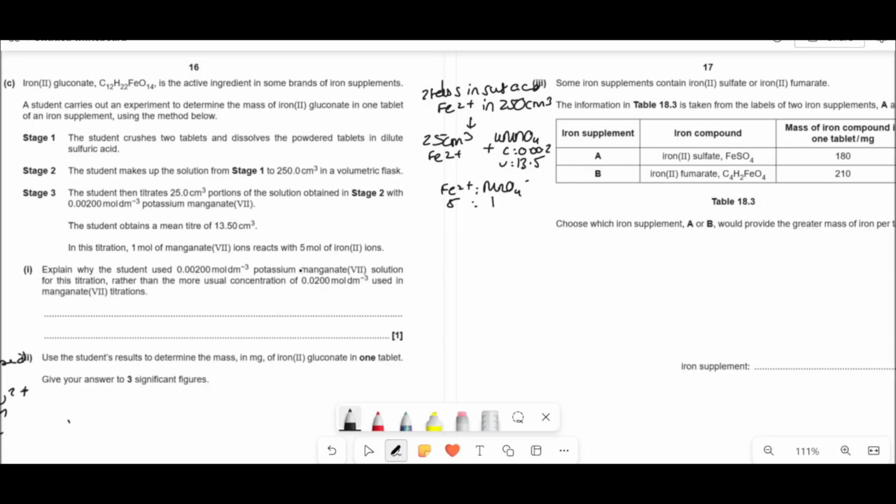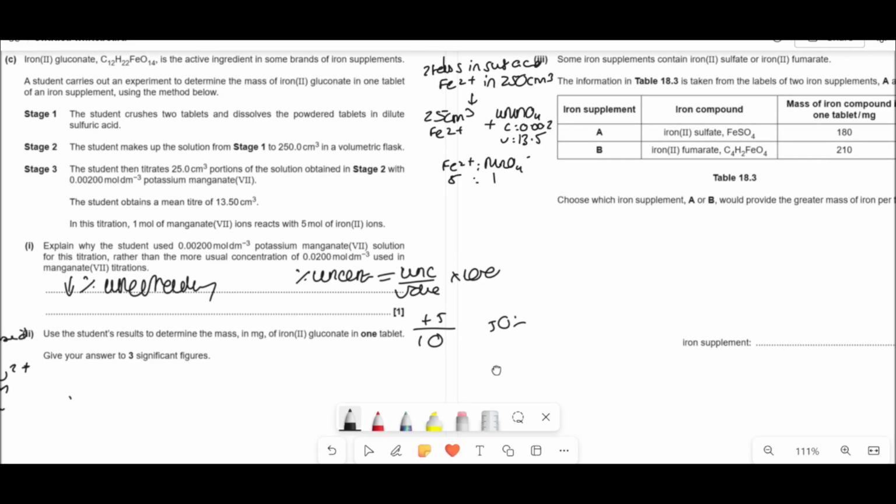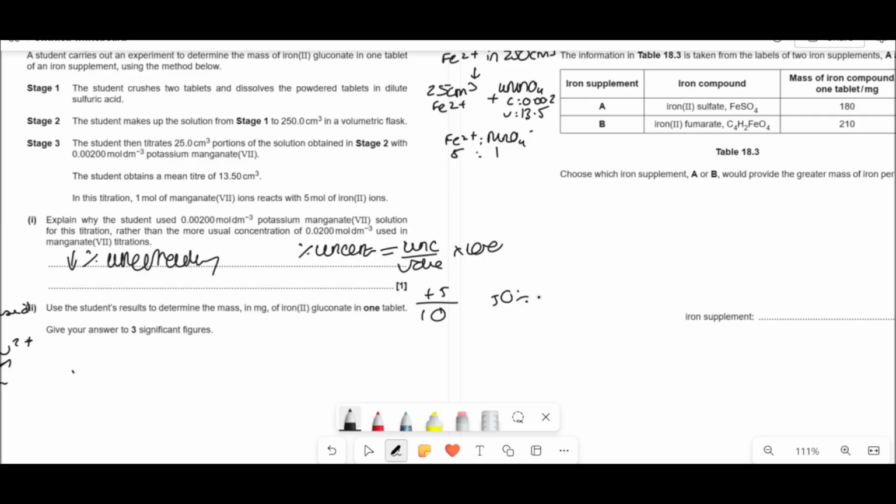The only reason that they would use such a dilute amount, so think about it, they're using a more dilute amount. The titer is this. If they use a more dilute manganate solution, the titer is going to be bigger. If the titer is a bigger value, they're using the same equipment, so it actually reduces the percentage uncertainty. Because percentage uncertainty is your uncertainty over the value times 100, right? Now, if I have an uncertainty of plus or minus 5 and I measure 10, for example, that's 50%, which is horrendous. But if I use the same equipment, that uncertainty is going to stay the same no matter what. So all I can do is measure a big value instead.